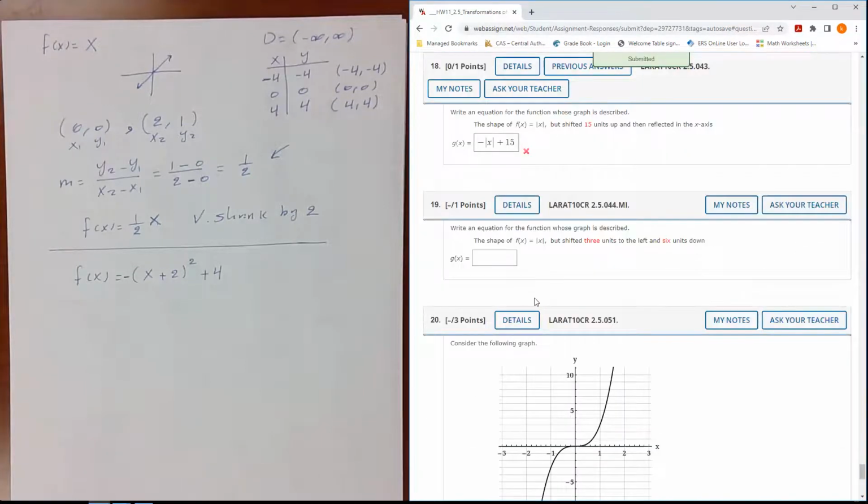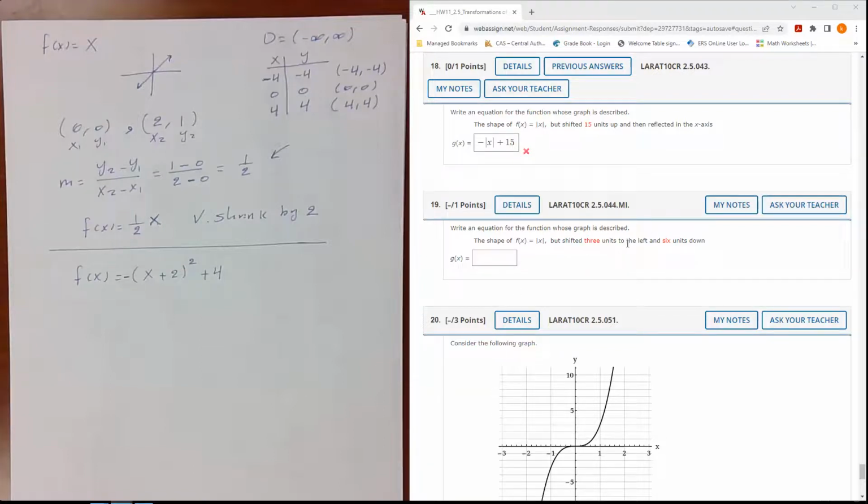Next one, it says 15 units up and reflected in x-axis. Yeah, that's right. So I need to contact them also about this example. Let's go to the next one.